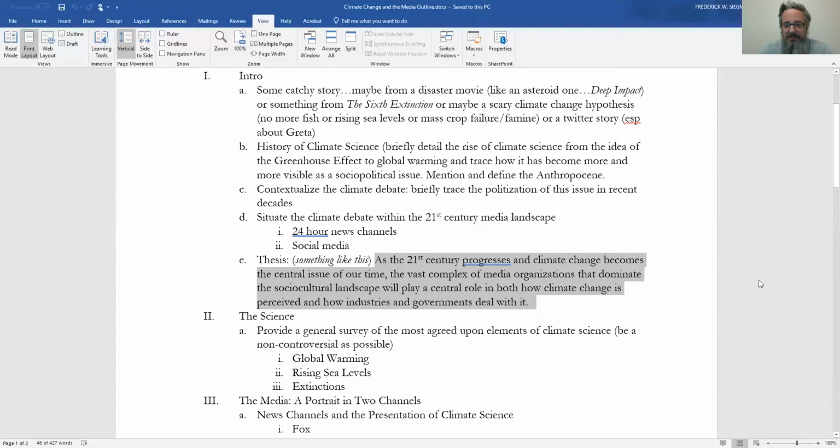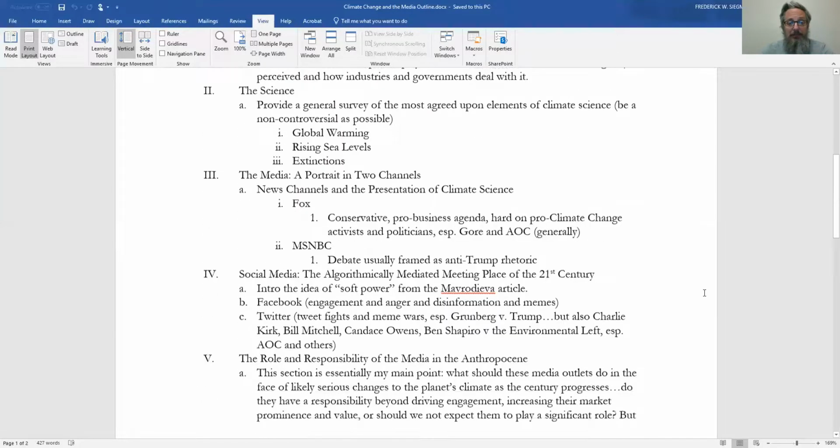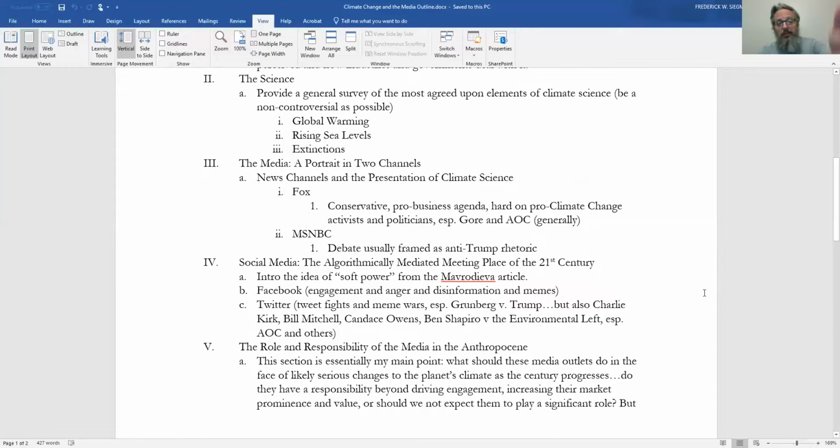Okay, that's my sketch of my intro. If you look at this carefully, you will see that I'm not really sure what I'm doing yet. I know I need to contextualize these things, but I'm not really sure how. Okay, then, so now these sections here match what's in the intro.